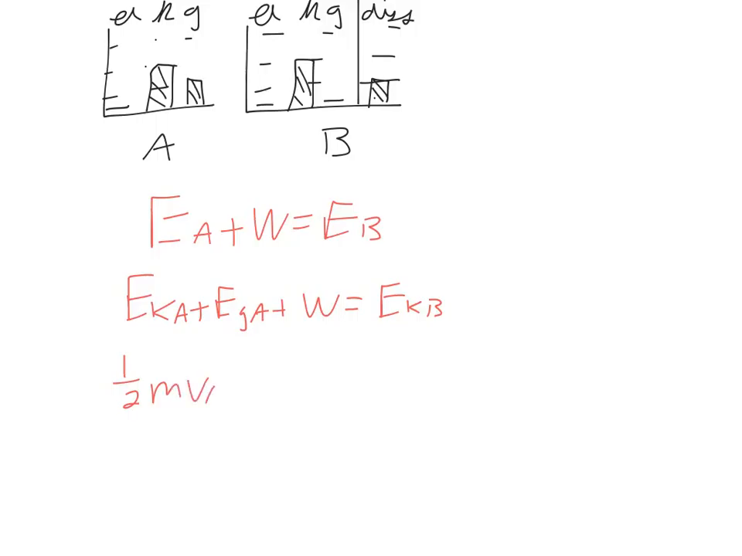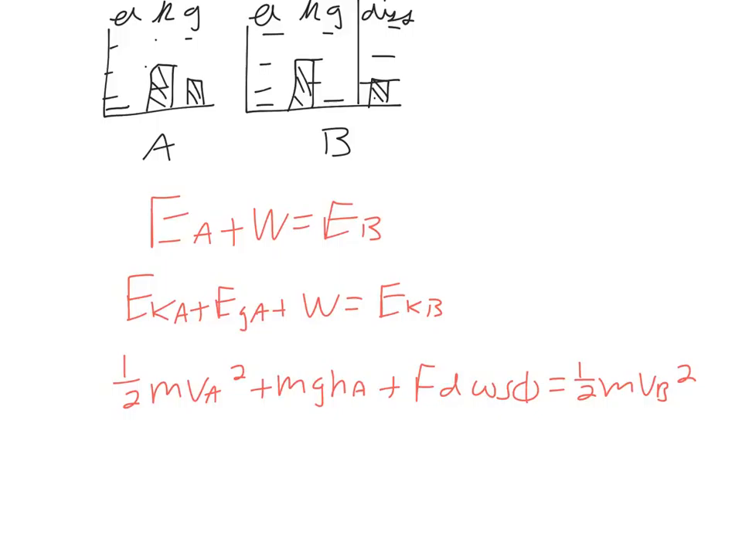1/2 m VA squared plus mg height at A plus work, which is FD cosine phi, equals 1/2 m VB squared. Mass can't cancel here because it doesn't appear in this term, but the good news is I know the mass, I know VA, I know the height at A, I know the force. The only thing I don't know is the distance. I also know the V at B from part B. So let's isolate for distance.